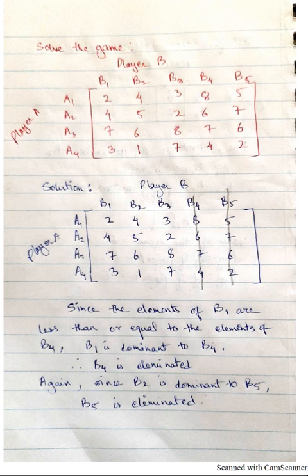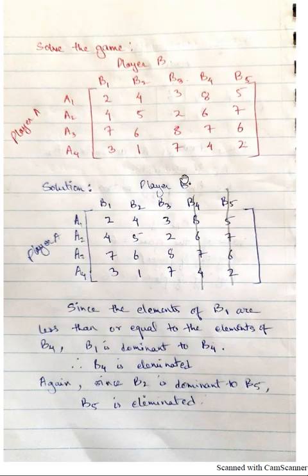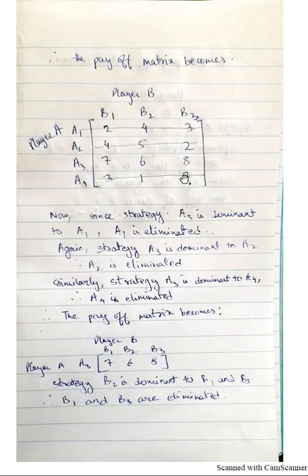So what are we remaining with? B1, B2 and B3. Now if you compare between B1, B2 and B3, you will again find there is no dominant strategy. So what do we do? We move on with the payoff matrix that is remaining with us after eliminating B4 and B5. So we copy the payoff matrix as it is after eliminating B4 and B5. So we have player B, player A. For player A, A1, A2, A3, A4, and for player B, B1, B2 and B3, as B4 and B5 have got eliminated.